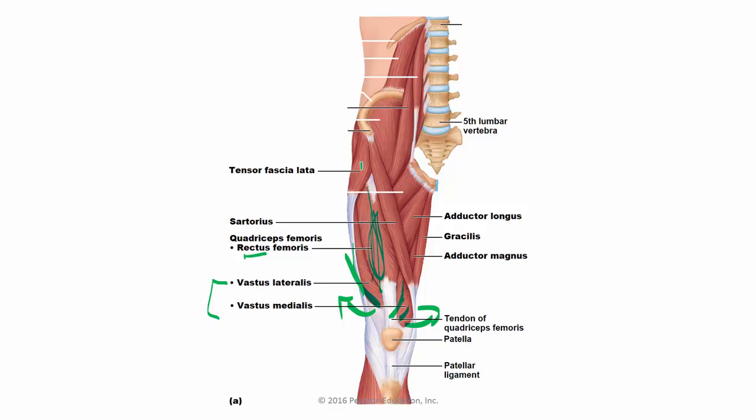This is the tensor fasciae latae. It's on the outside, the lateral side. It's this long muscle. And if you can find this long piece of connective tissue, I like to say it's the tensor lata fascia, and that helps me find it.